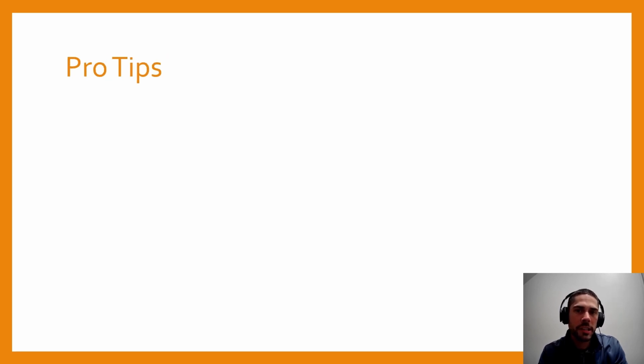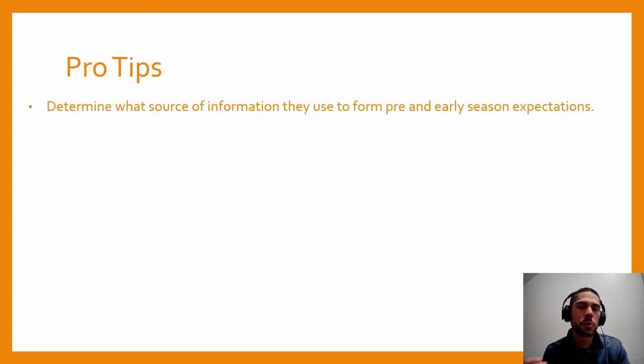So now, lastly, I want to end with some general pro tips that are key takeaways from this. How do we create that mastery motivational climate? What is our emphasis? The first one is, we need to determine what the source of information is that we're using to form our preseason and early season expectations. So what are we basing that off of?